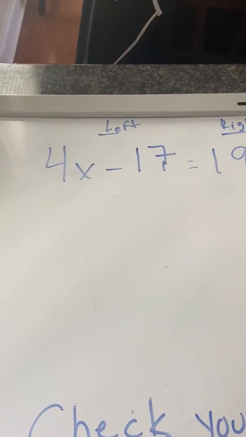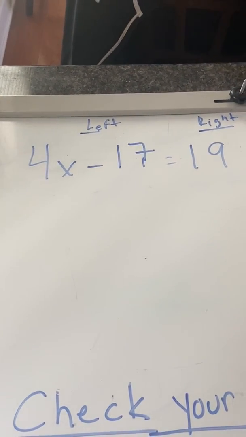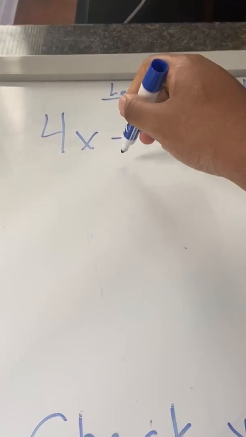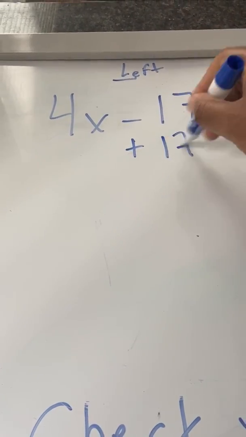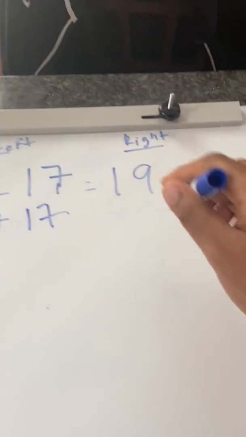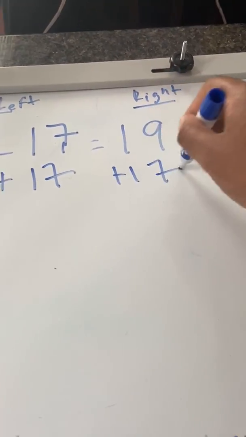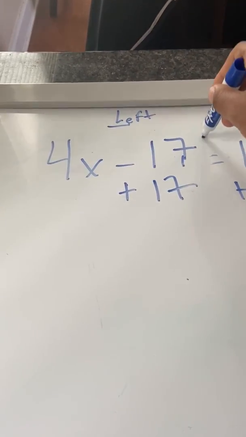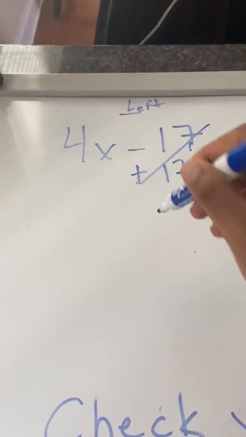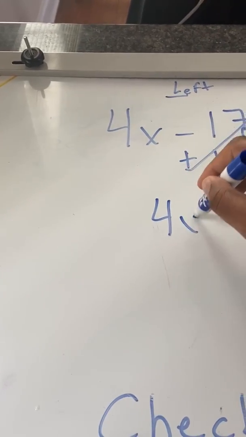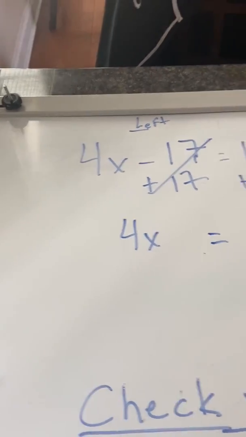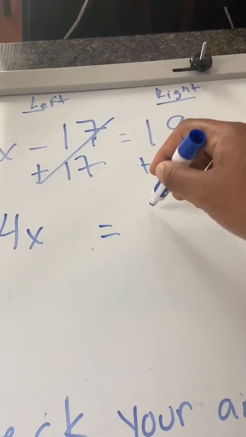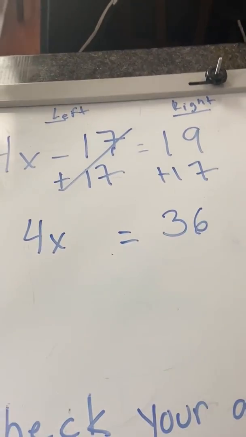So we want to start with minus 17, and we want to do the inverse or the opposite. The opposite of minus is plus. So plus 17 on the left, plus 17 on the right. Minus 17 plus 17 is 0, so it cancels, leaving us with just 4x equals. On the right, we have 19 plus 17, and that equals 36.